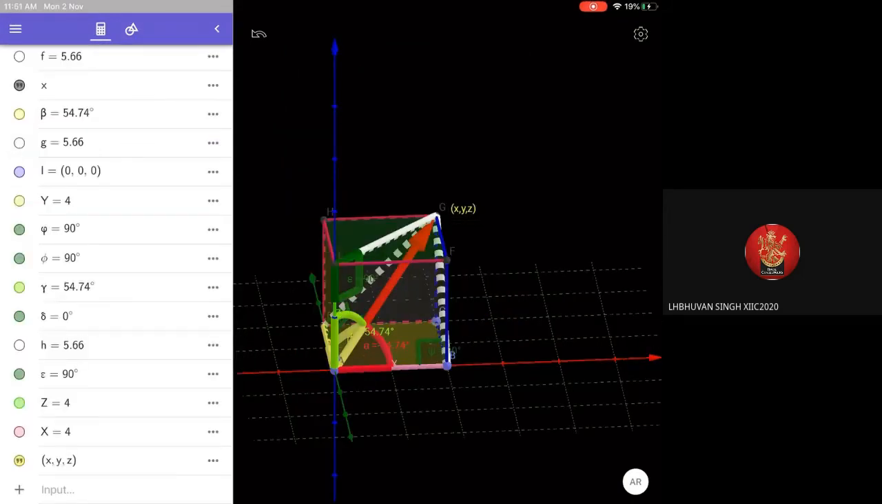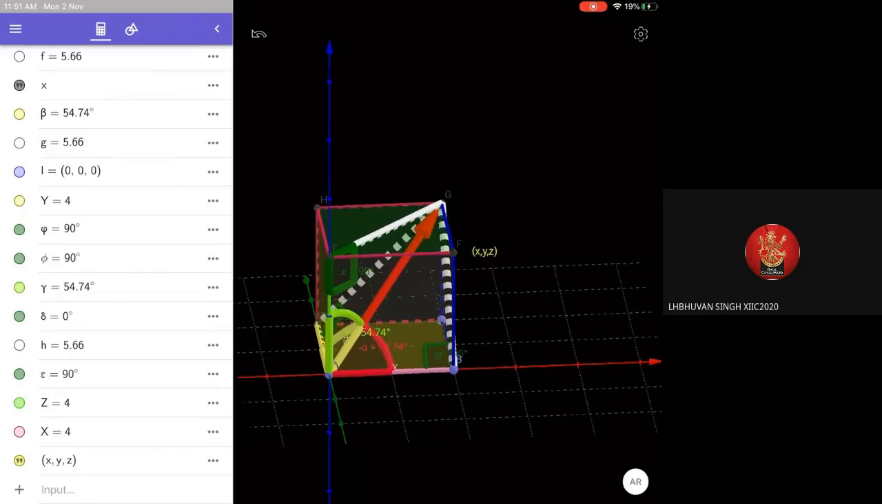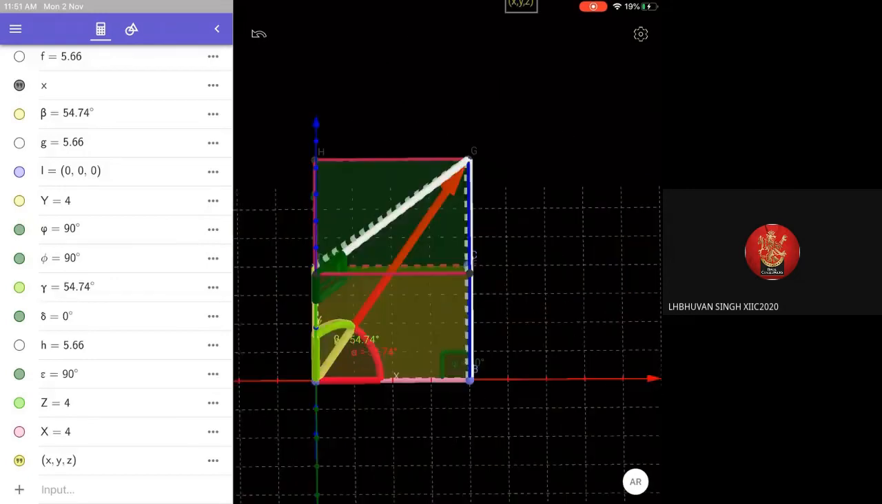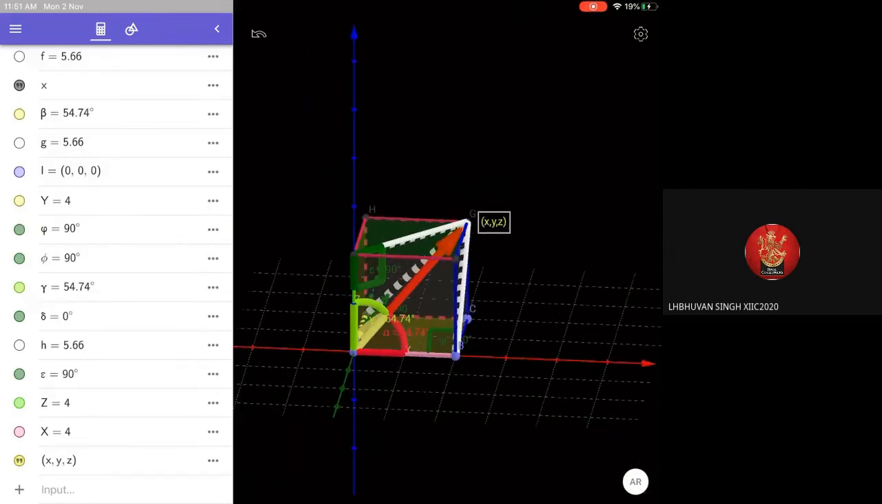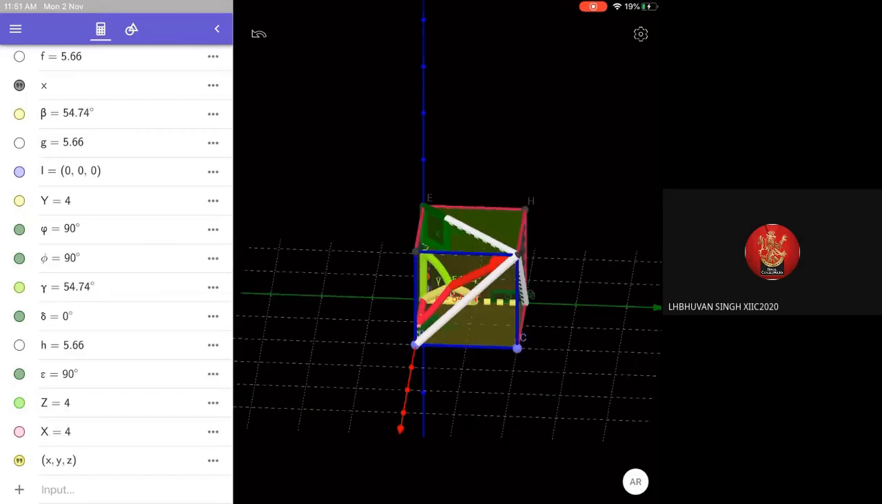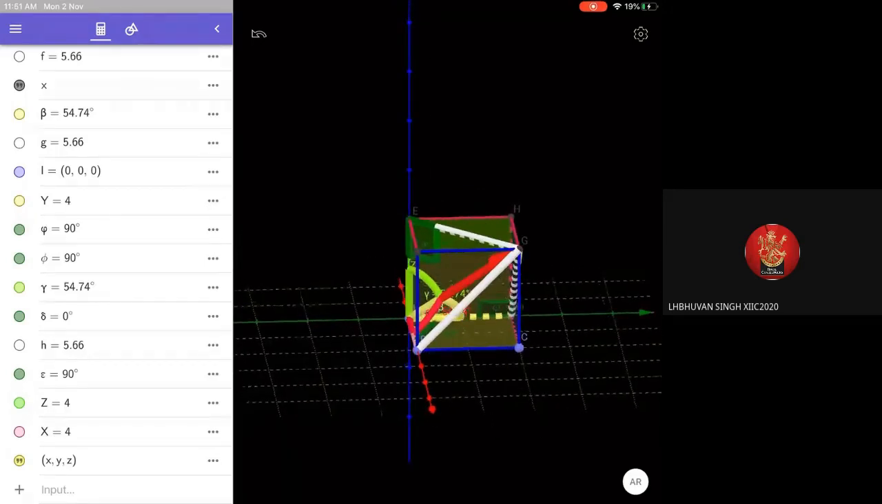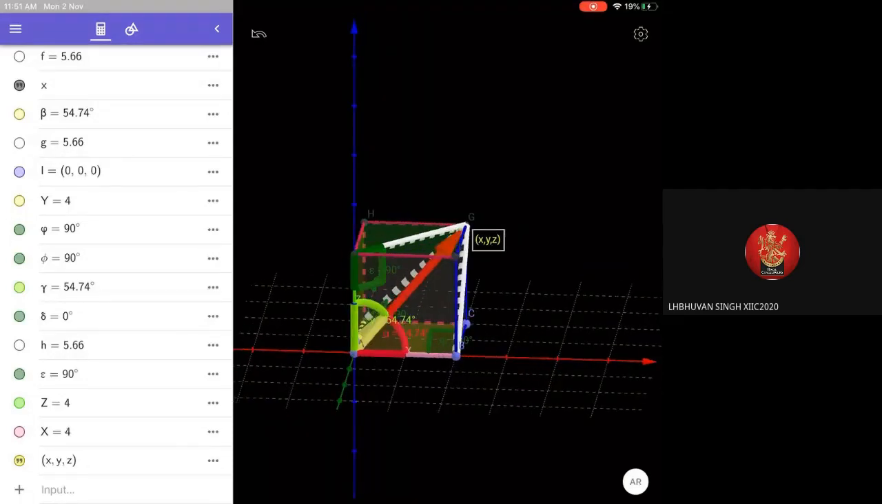Children, do you understand this? X, Y, Z is a coordinate of this point G. So what is the x coordinate? It is the x distance along the x axis, that is the red color line which is pointing towards you. So x unit, I'm just rotating it and you can see that x unit here.